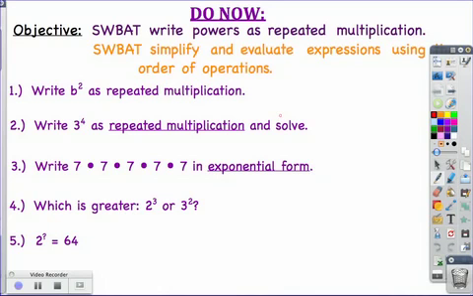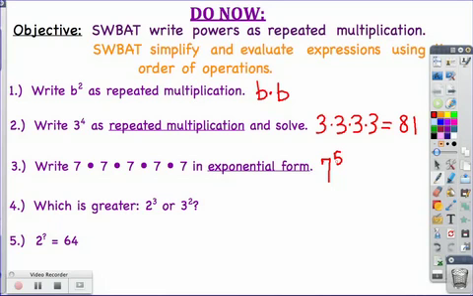Number 1. Write b squared as repeated multiplication. B times b. Number 2. Write 3 to the 4th as repeated multiplication and solve. 3 times 3 times 3 times 3 equals 81. Number 3. Write 7 times 7 times 7 times 7 times 7 in exponential form. 7 to the 5th power.